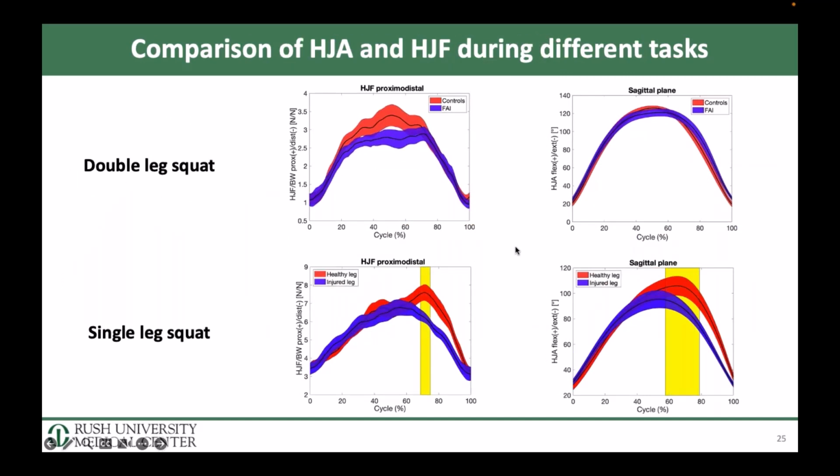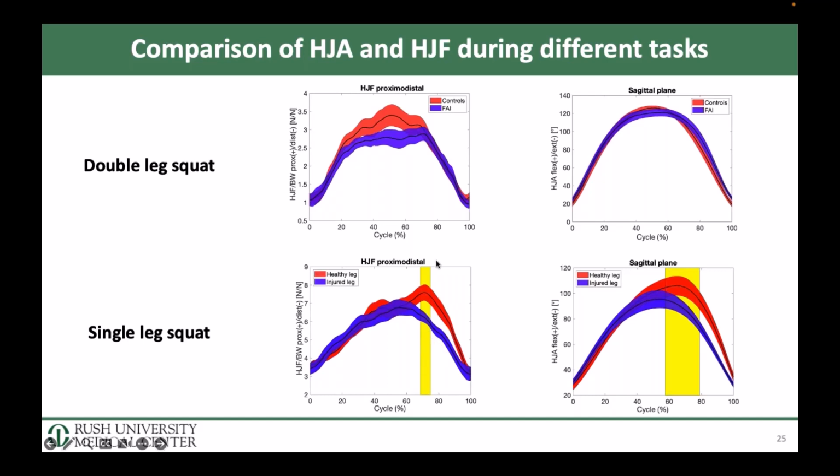In this slide, we have pretty similar findings to the ones that I showed before. So the double leg squat row is actually the same. For single leg squat, we include a comparison between the healthy leg and the injured leg within patients. So actually the blue curve is the same as on the previous slide. The red one here consists of the healthy leg instead of the controls.